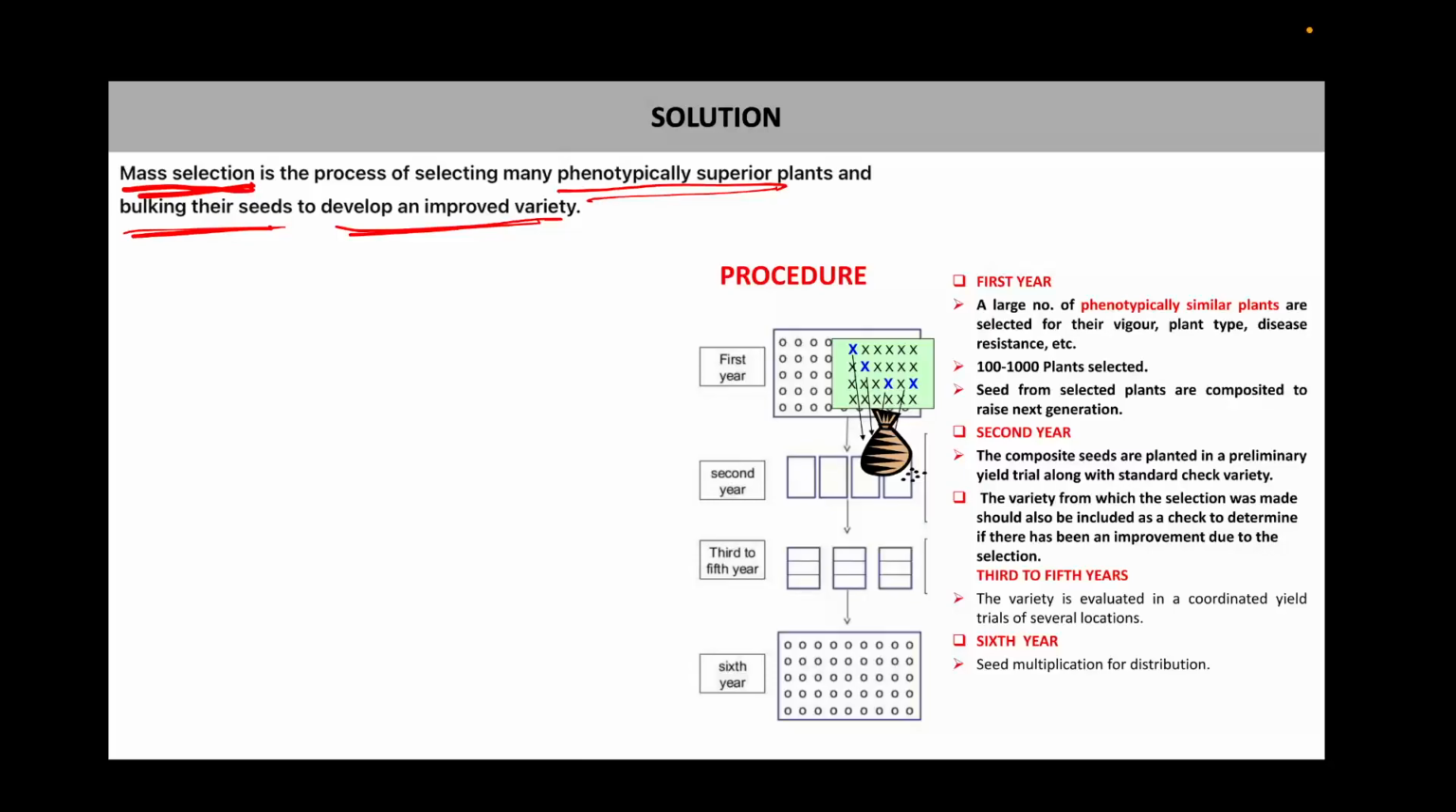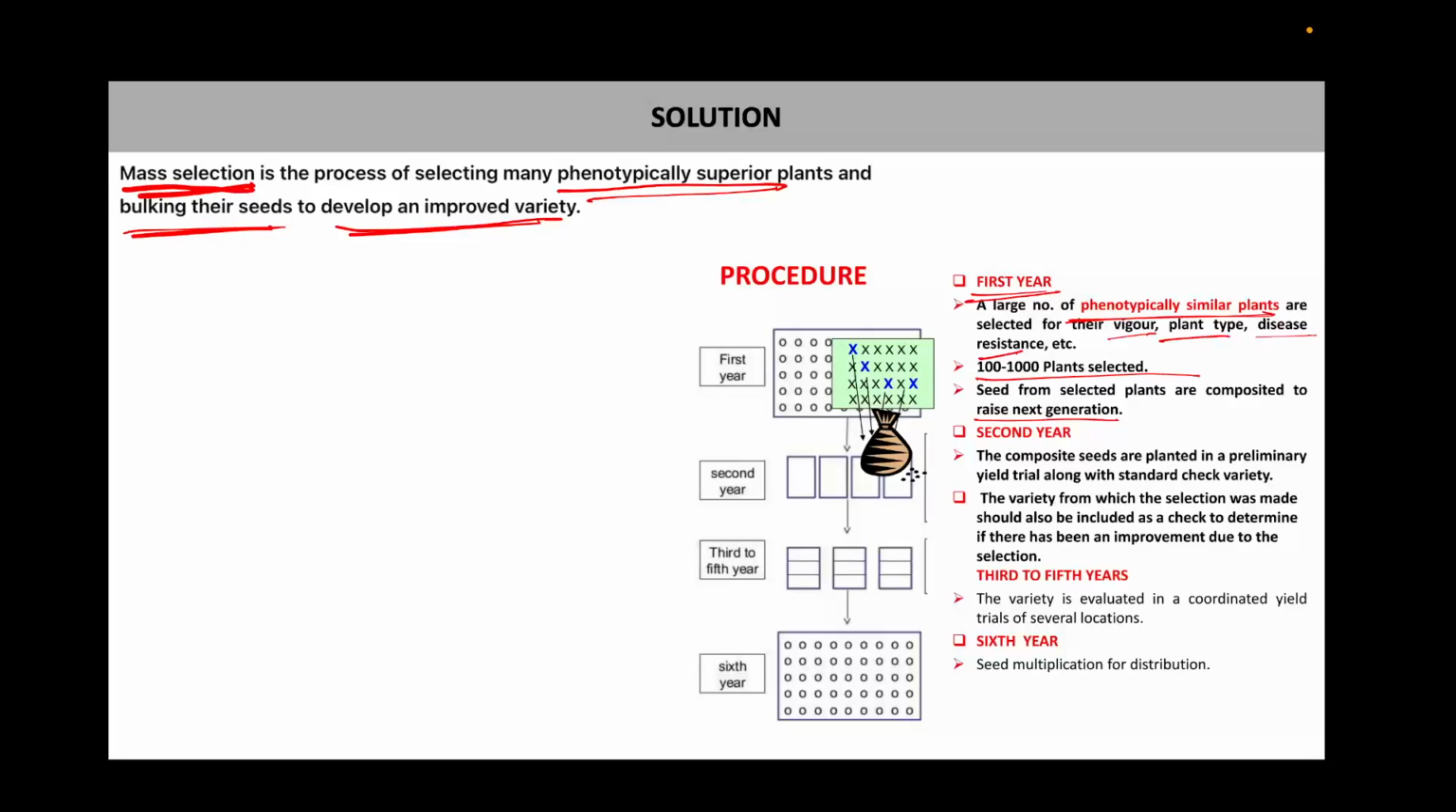If you see in the figure also, in the first year, a large number of phenotypically similar or superior plants. The word similar is used because most of the plants are superior and that's why they represent similar traits. They are selected on the basis of vigor, plant type, and disease resistance. Then plants from them are selected, and the seeds are composited and raised in the next generation.